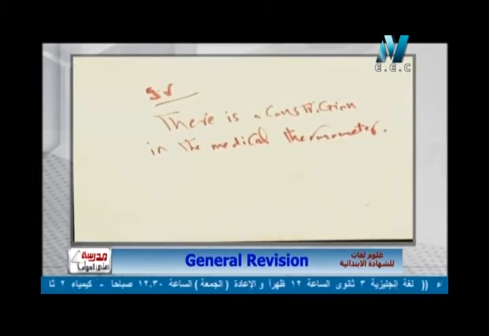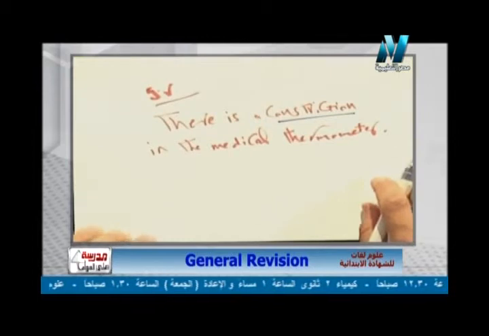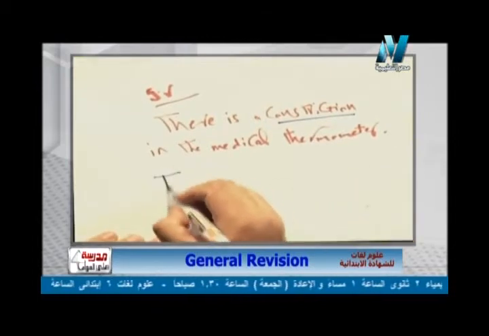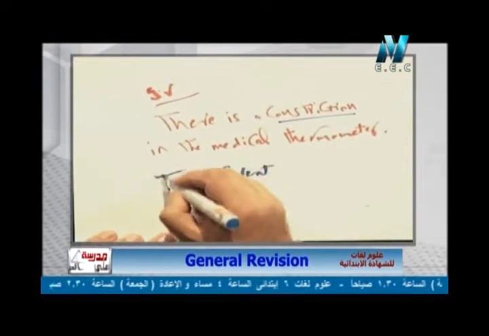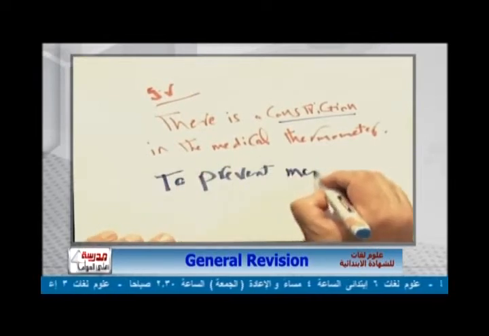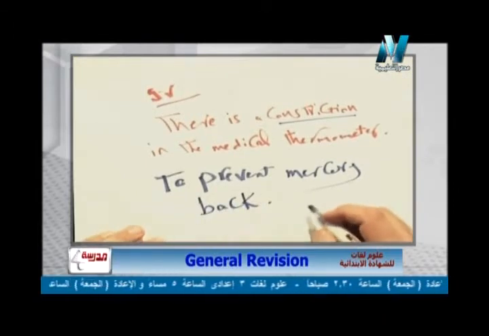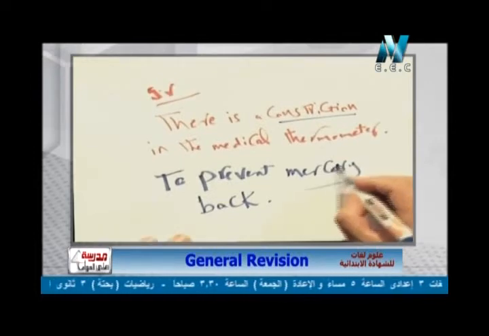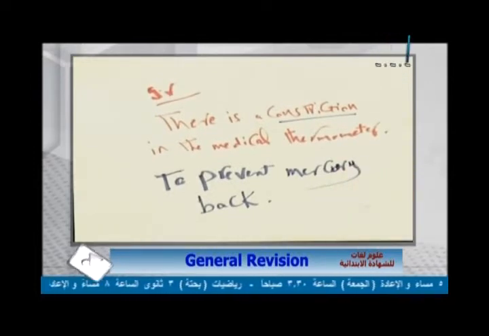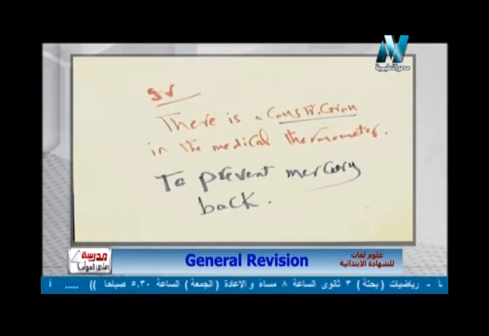Surely I have a very important answer for this question. سؤال مهم جدا. ليه عندنا constriction في الترمومتر الطبي؟ So the answer will be that to prevent mercury back. عشان يمنع الميركوري انه يرجع تاني بسرعة and give me the chance, give me the opportunity to read the temperature correctly. So again, there is a constriction in the medical thermometer to prevent mercury back.